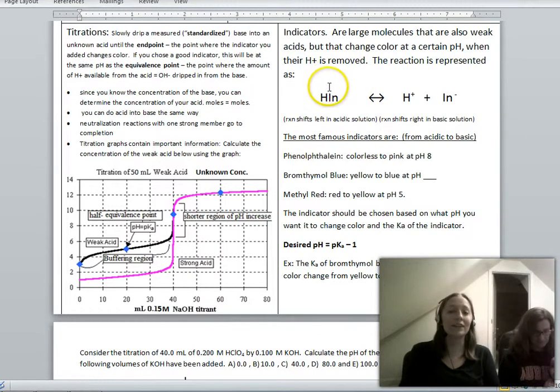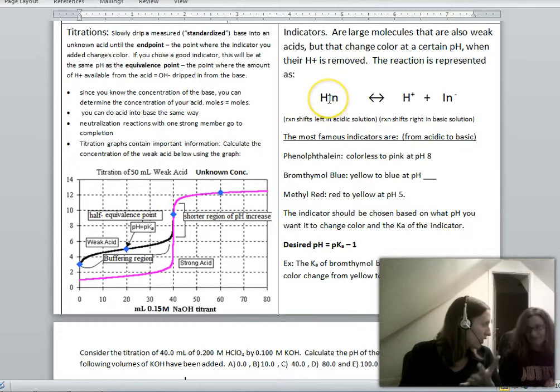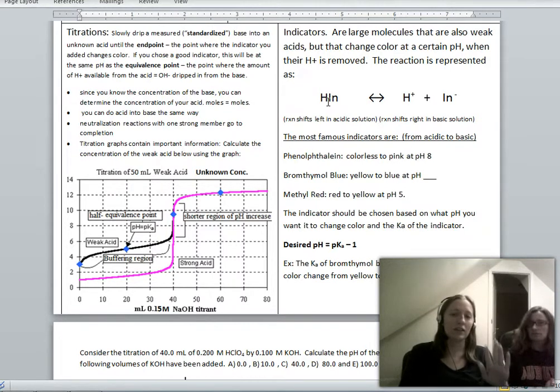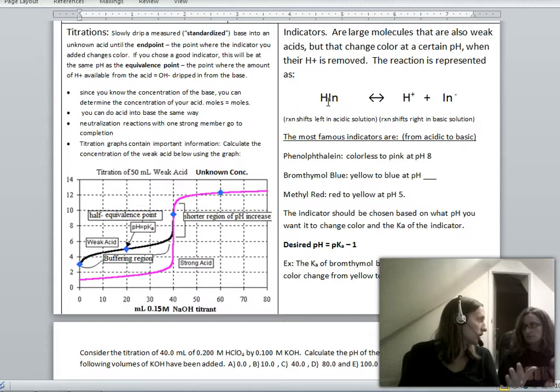Alright, indicators. Indicators are the colored things that you drip into your solution of some kind to find out what pH it is. And they tend to be one color in a more acidic situation and a different color in a more basic situation. They will switch colors at some given pH, and different indicators switch colors at different pHs. So you might have an indicator that switches colors at pH 5. So when it's below pH 5, it's yellow, and when it's above, it's blue.